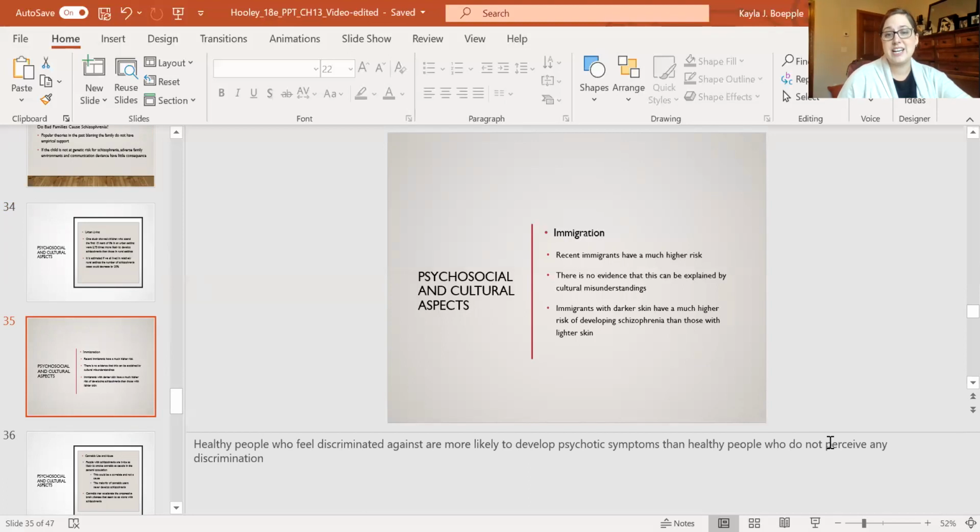So as I previously stated, immigrants have a much higher risk, especially those with darker skin. And as I said, they're kind of linking that to discrimination and how people that suffer from discrimination are more likely to develop psychotic symptoms than healthy people who do not perceive discrimination.